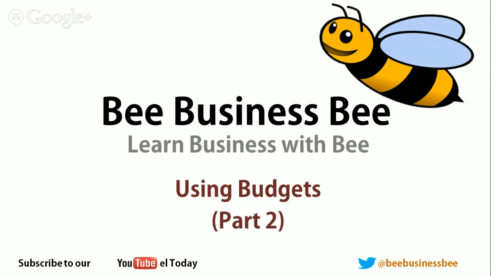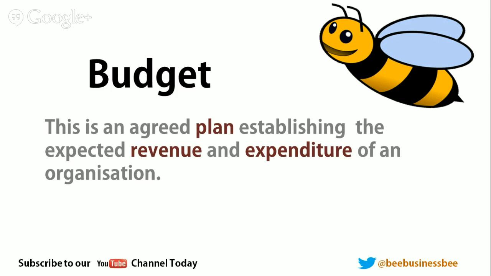Okay, we're going to move on and start by looking at using budgets. Now, I call this part 2 because this is following on from what you should know from BUSS1. You should already know that a budget is a plan that establishes the expected revenue and expenditure within an organisation. So that's the common knowledge. You should know that it's a plan for what you want to spend or you're going to receive.